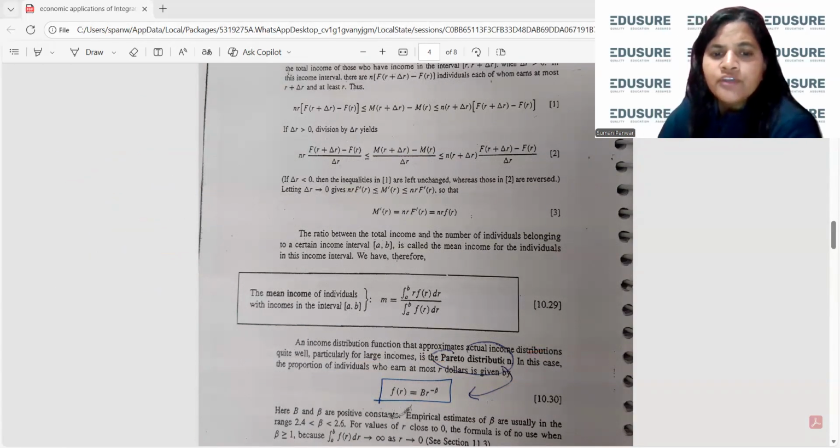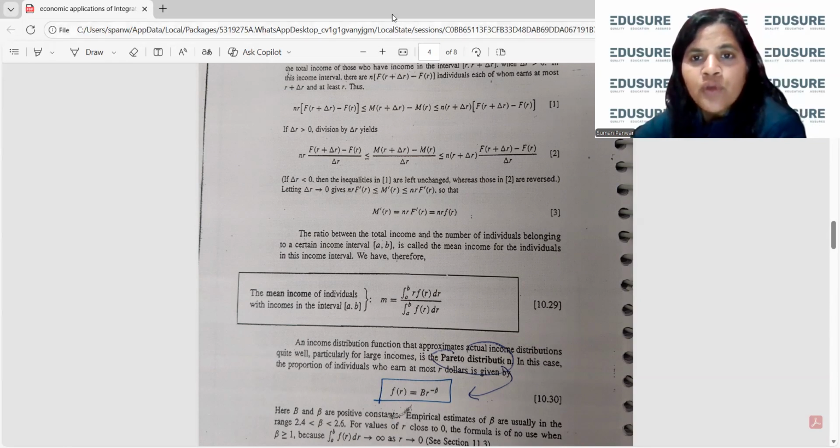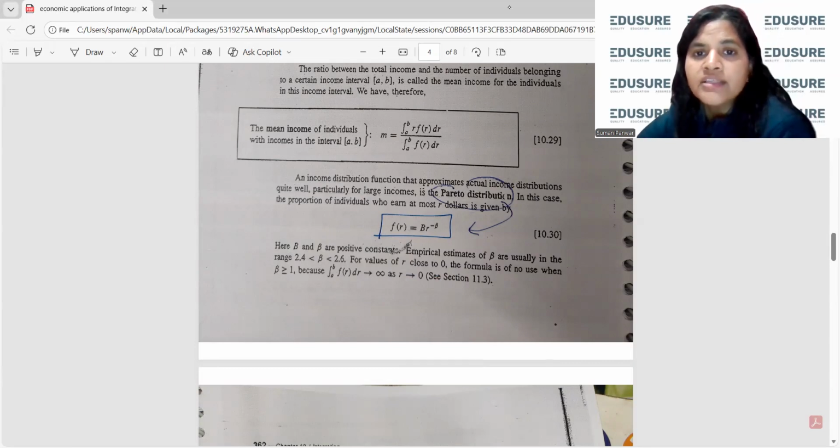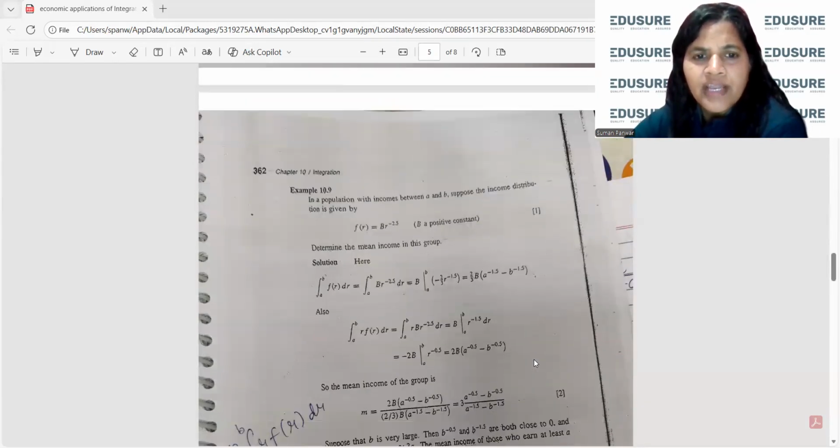An income distribution function that approximates actual income distributions quite well, particularly for large incomes, is the Pareto distribution. In this case, the proportion of individuals who earn at most R dollars is given by F R equal to B R power minus beta. So F is a function of R, B is a constant, and R power minus beta, so basically we are going to get exponential-type functions. Empirical estimates of beta are usually in a certain range. So this can be dealt with.